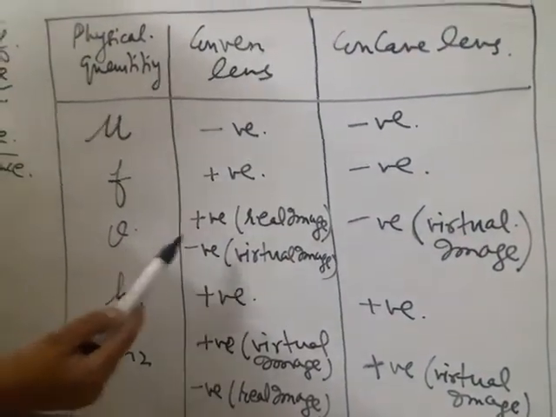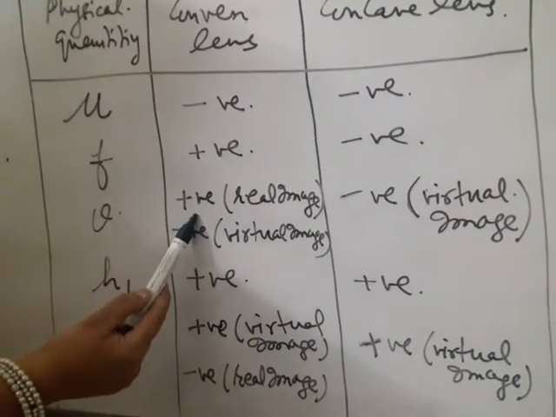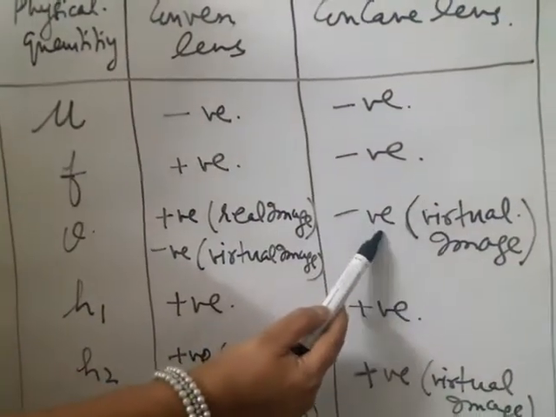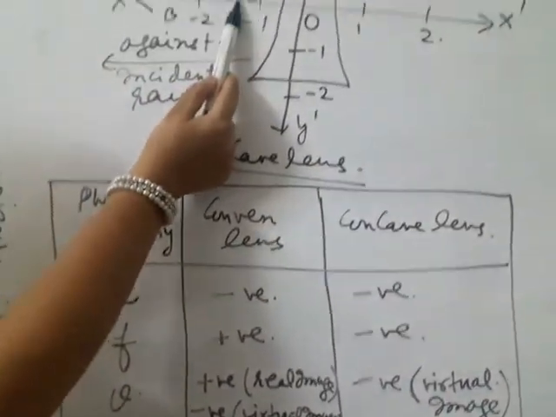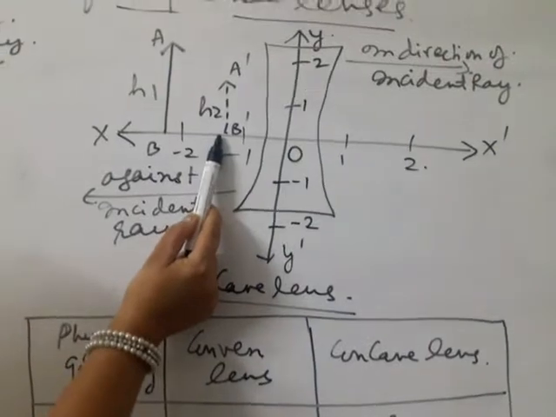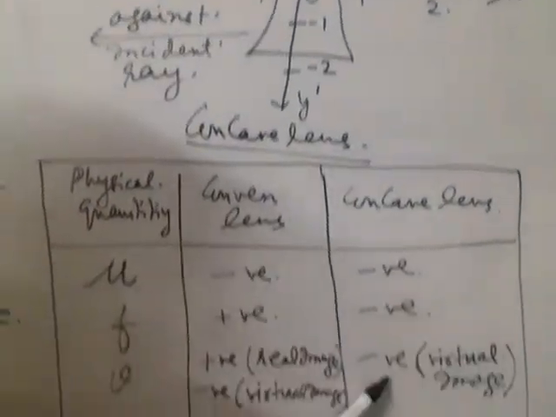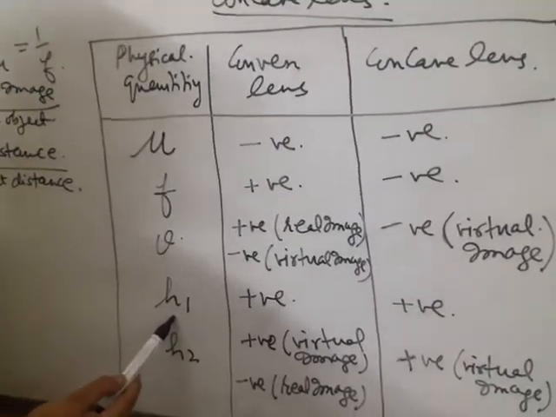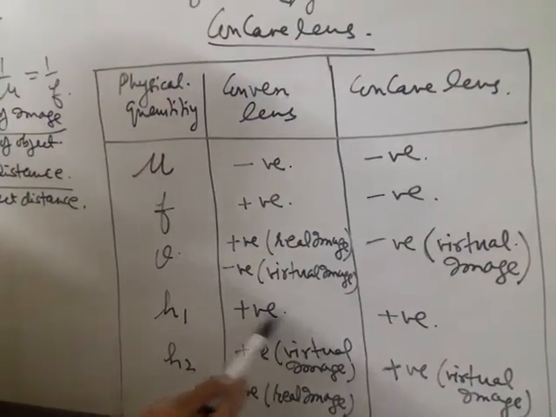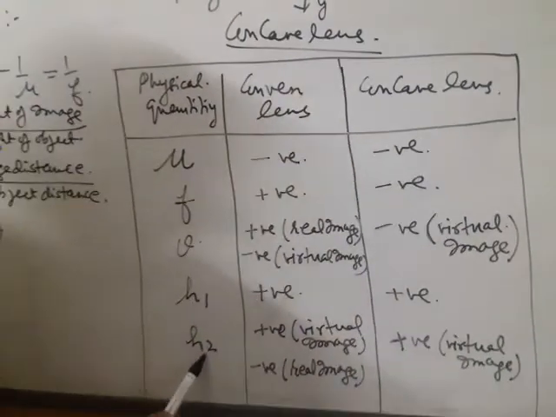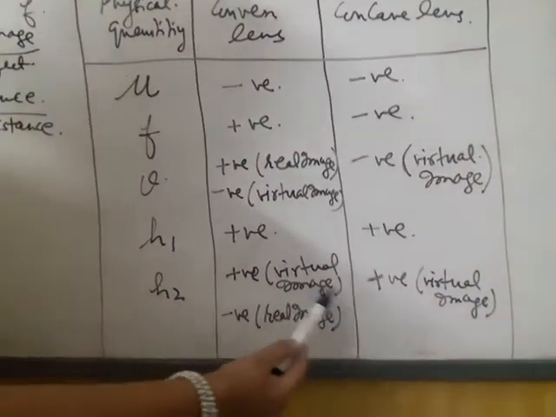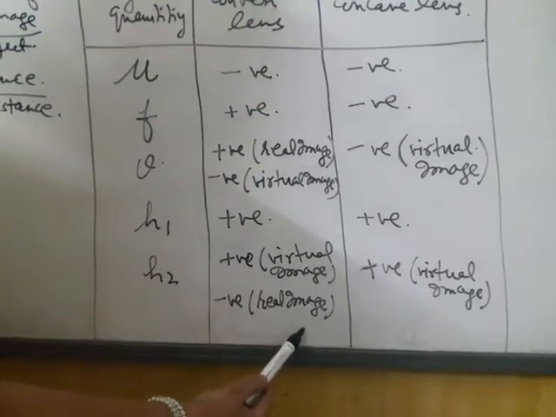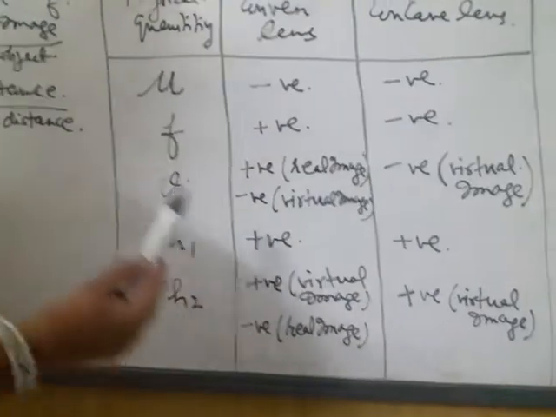Image distance when it is real image is positive and when virtual image it is negative. In case of concave lens, only one type of image is formed, that is virtual and erect, so it is always negative. Height of object, because it is kept above principal axis, so it is positive in both the cases. Height of image, positive in virtual images and negative in real images because they are formed below the principal axis.